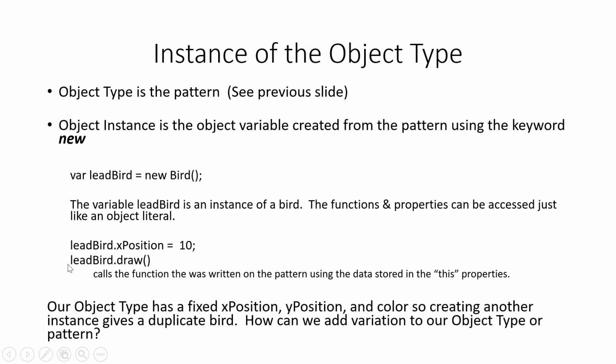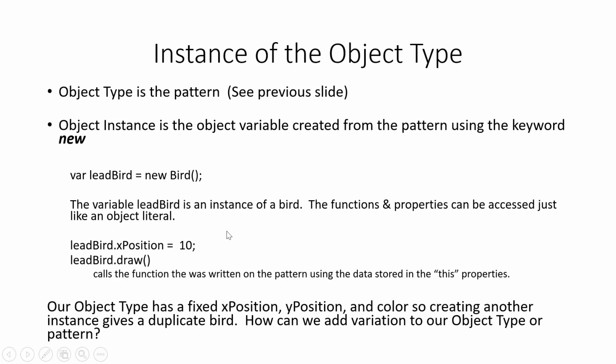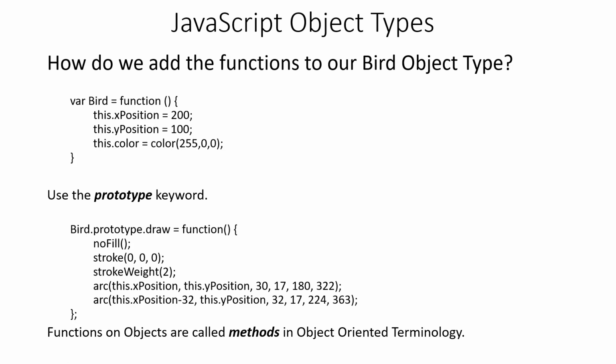Same thing for the functions. We use that dot notation right here after the variable name and then put the function. Now draw was a function with no parameters. See, there were no parameters here. So we call that with just the parentheses, and that will execute this code here, which draws our bird at this position.